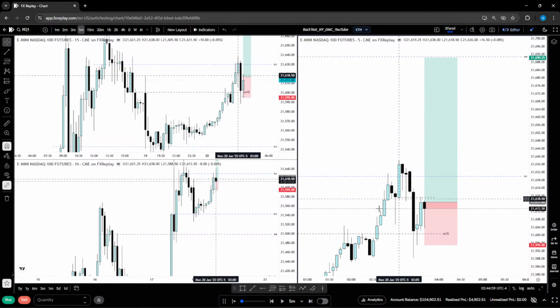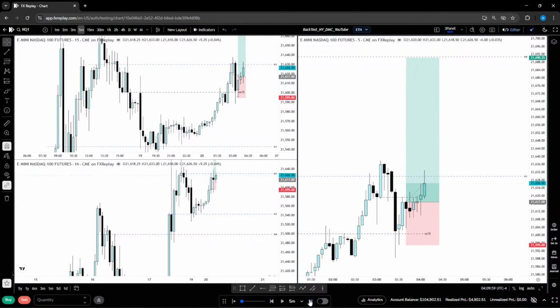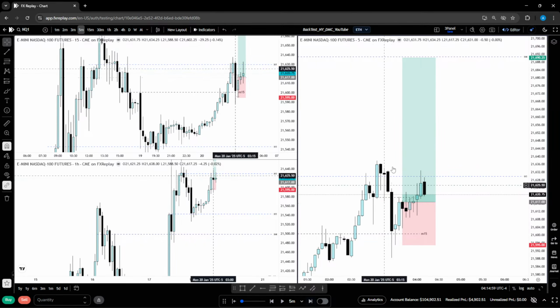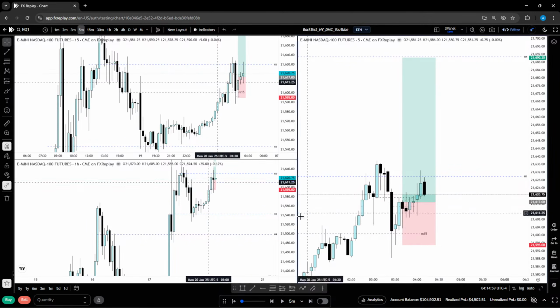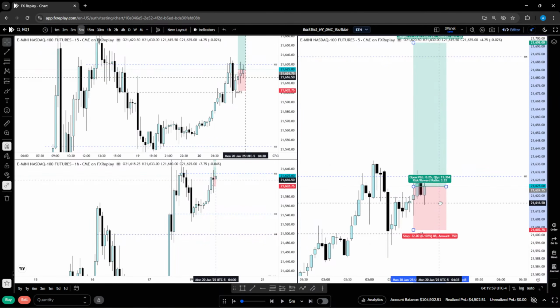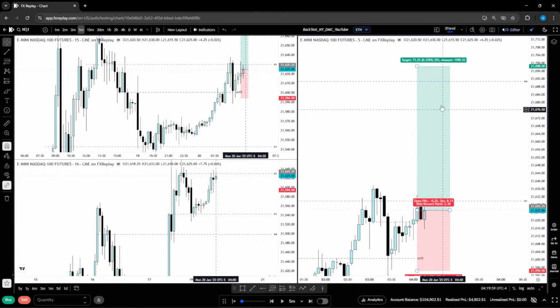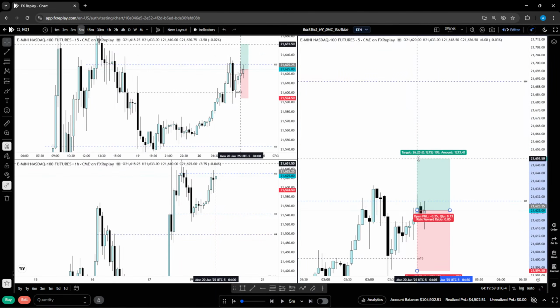I want to see it close above this level. This guy. Testing this level and this level, and then we'll see what happens. I could take a trade here. It's 419. Or 1 to 1 or 1 to 2 maybe.